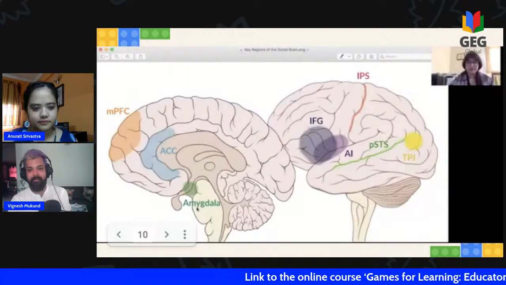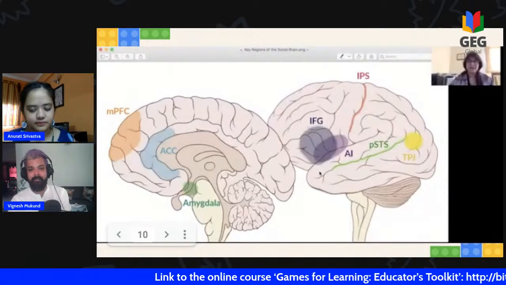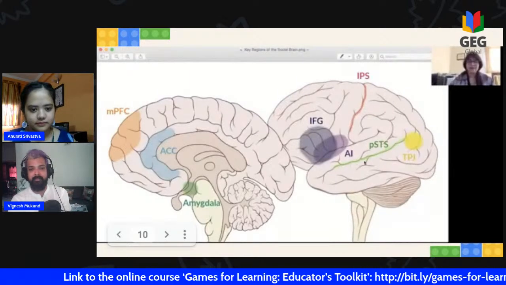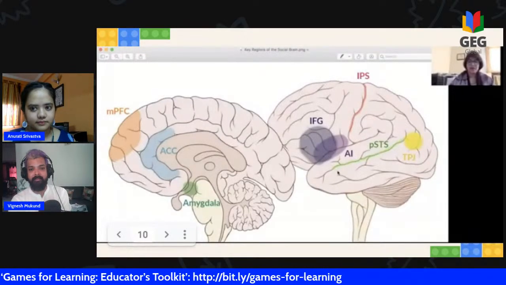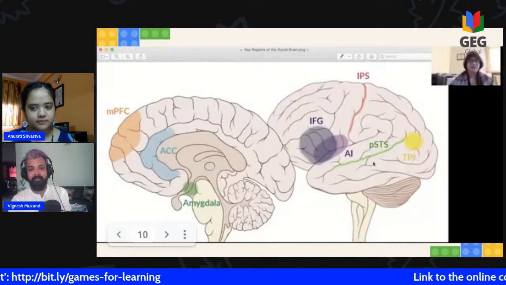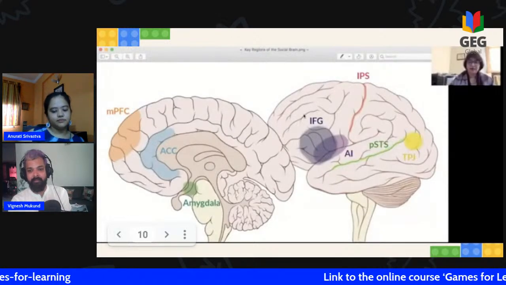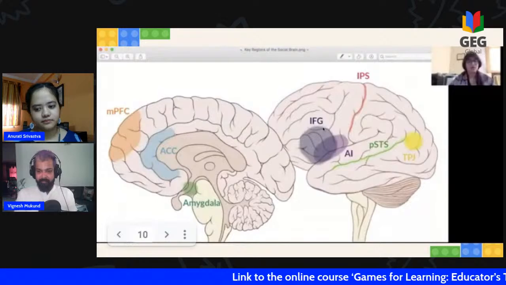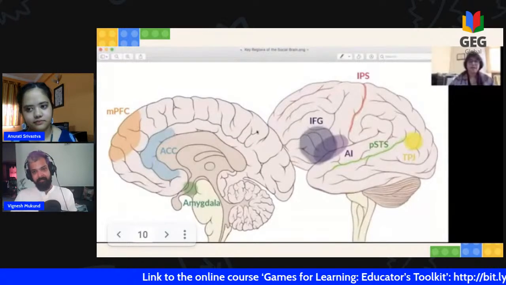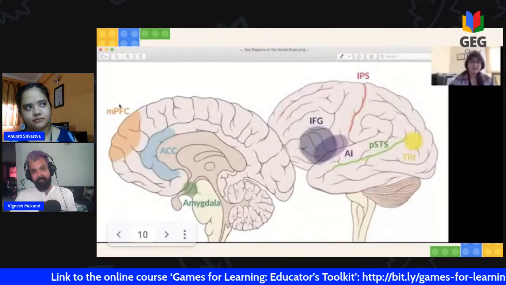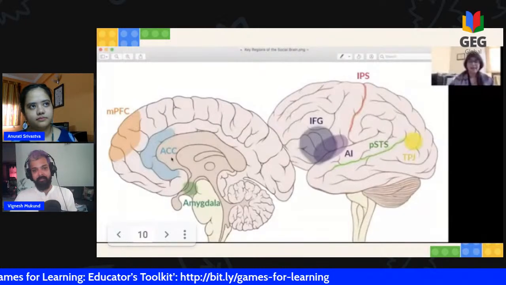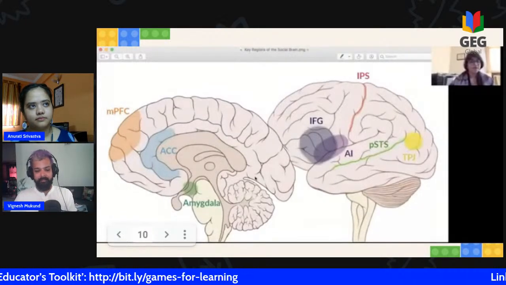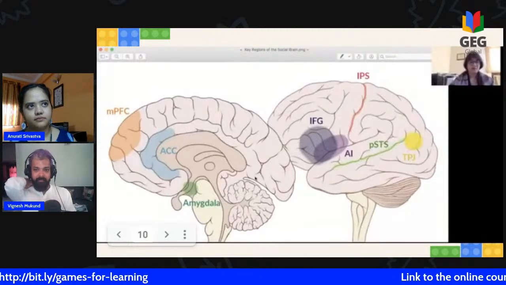So the amygdala is sitting here. The intraparietal sulcus, which is sitting here, plays an important role. So does the temporoparietal junction, the TPJ. The inferior frontal gyrus, which is sitting here, is also known as Broca's area. The middle prefrontal cortex, which you see on the left over here in orange. And these are all part of the mirror neuron system of the brain.